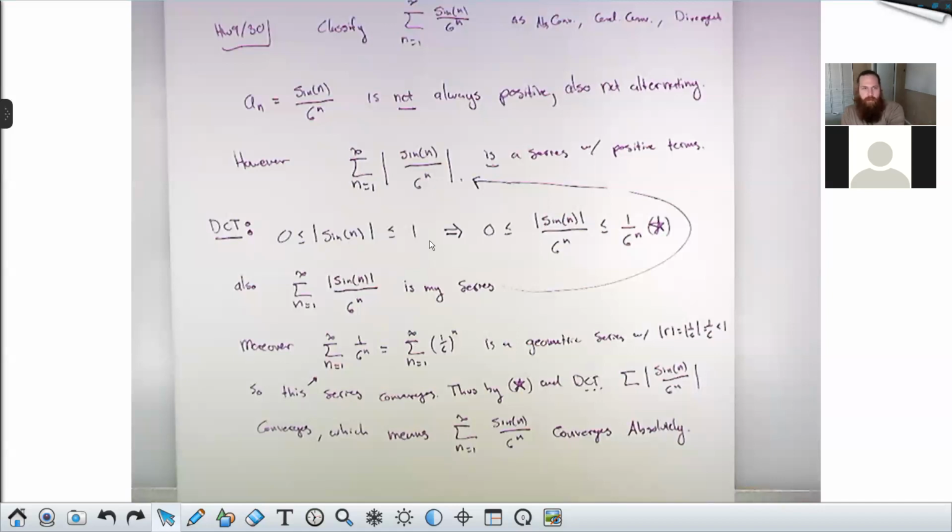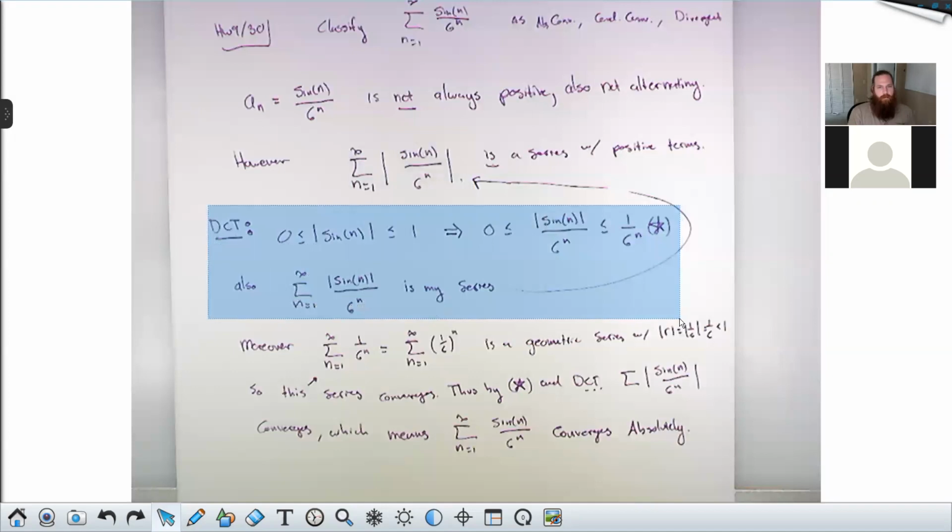And then you just have to remember the technical details to make it work. You can't apply DCT to this series directly because it's not a series of positive terms. You can't apply LCT or integral test or any of that directly. So your first step has to be to look at this series, the series with the absolute values inside. Since that series is a series with positive terms, you can structure your DCT.